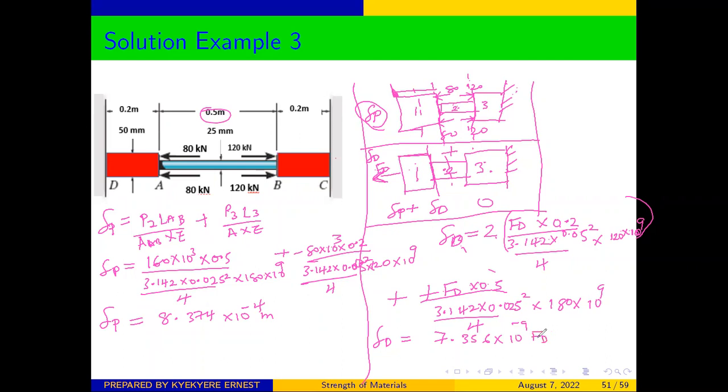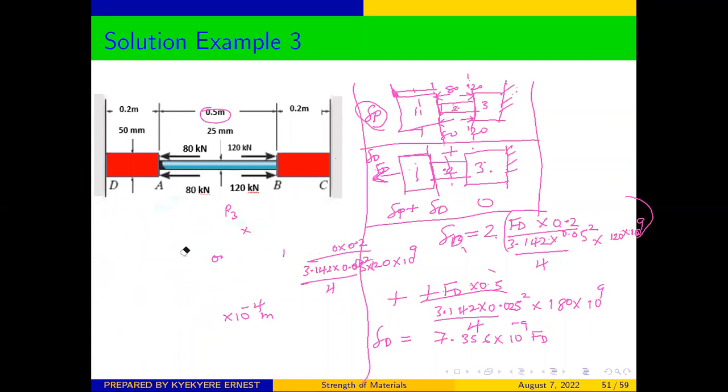By looking at the directions, you can see that P will be moving to that side, whilst the deformation as a result of the deflection will be pulling from our free body diagram. It will be pulling our body towards this. So we are going to subtract the deflection as a result of the rigid support from the deflection as a result of the external forces. Good. So allow me to clean all this side now as we calculate for FD.